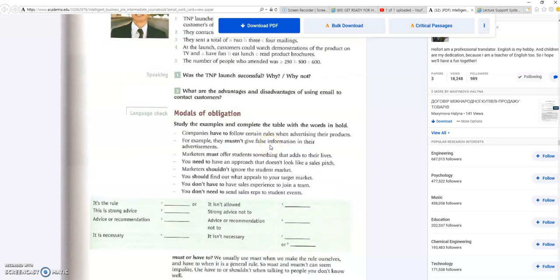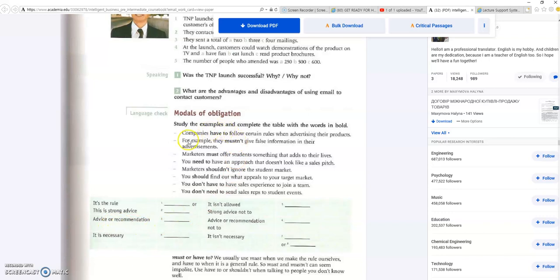I think this is just good overall for your English in general, and also how to speak with a business sort of mindset. So study the examples and complete the table with the words in bold. So you have the table down below there. On the left, it's kind of highlighted in green. It's the rule. This is strong advice. Okay? So it's the rule, advice or recommendation.